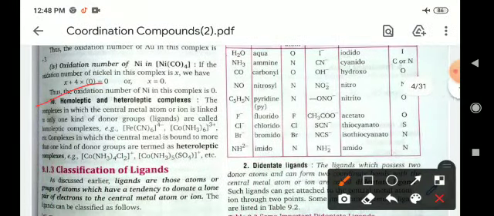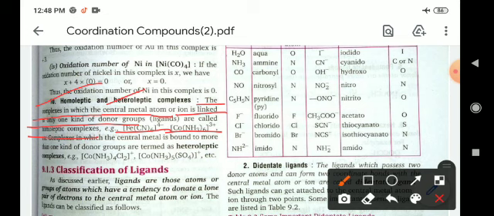Now homoleptic and heteroleptic complexes. The complexes in which the central metal atom or ion is linked to only one kind of donor atoms are known as homoleptic complexes. For example, [Fe(CN)6]. Here only cyanide ligands are present, no other type of ligands, so it is known as a homoleptic complex. Another example is [Co(NH3)6]3+, which is also a homoleptic complex.